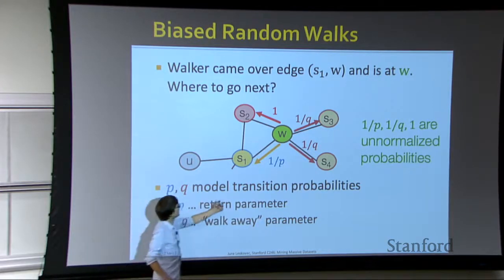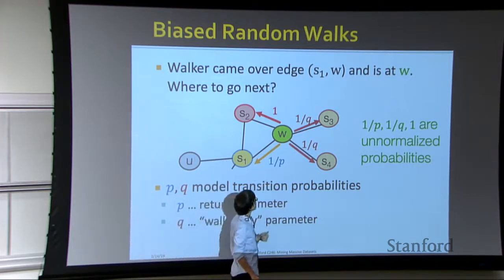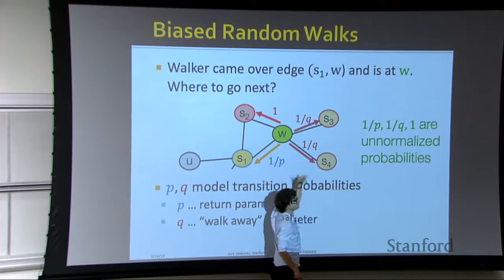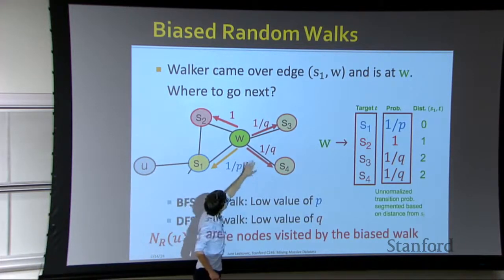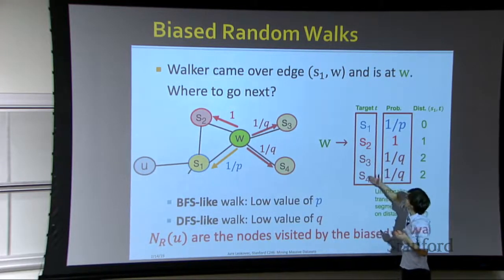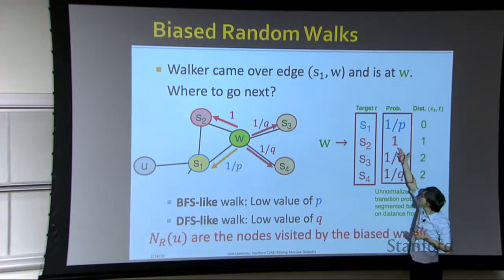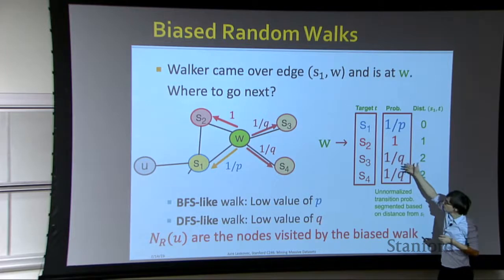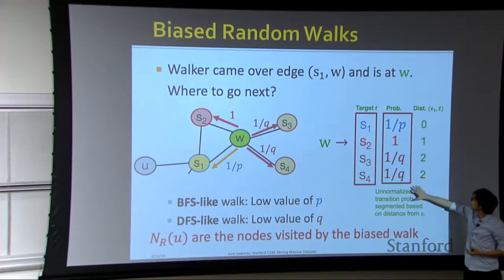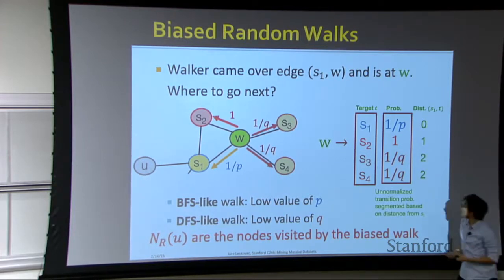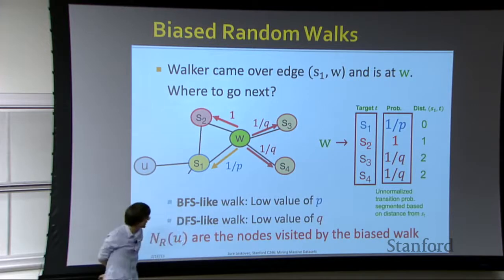So p is the return parameter. The smaller the p, the more likely we are to return, and q is the walk away parameter. Again, the smaller the q, the more likely we are to walk away from the node U. So the way you can think of this is, I'm at W, and these are edge weights. How likely am I to go from W to one of the target nodes? Here are unnormalized probabilities. Staying at the same distance gets weight 1. Making a step away gets weight 1 over q. Returning gets weight 1 over p. This is unnormalized, so I could sum them up and divide by the sum so that this sums up to 1. Then the random walk would flip a coin, and the decision would follow this probability distribution. And that's essentially the idea.